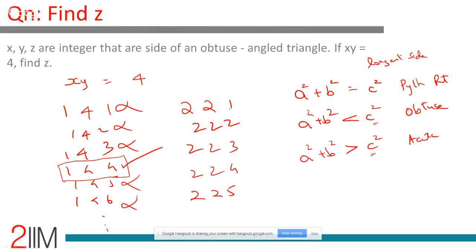Let's go this side. 2, 2, 1 works. 1 plus 2 is greater than 2. 2 plus 2 is greater than 1. 2, 2, 2 of course works, an equilateral triangle. Beautiful. 2, 2, 3 also works. 2 plus 2 is greater than 3. 2, 2, 4 doesn't work. Doesn't work after this.